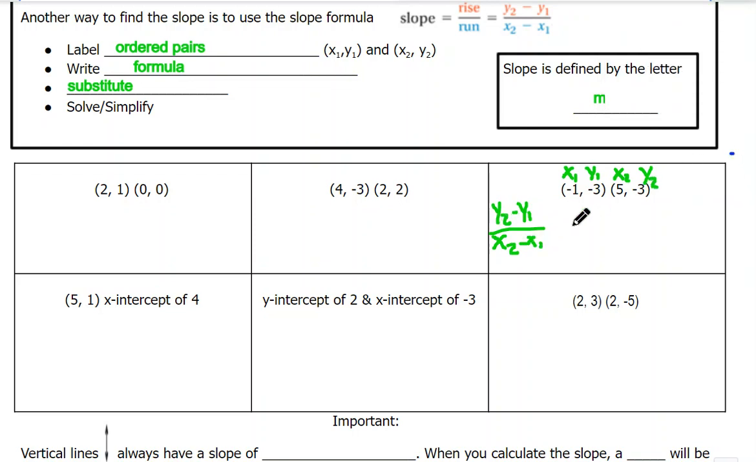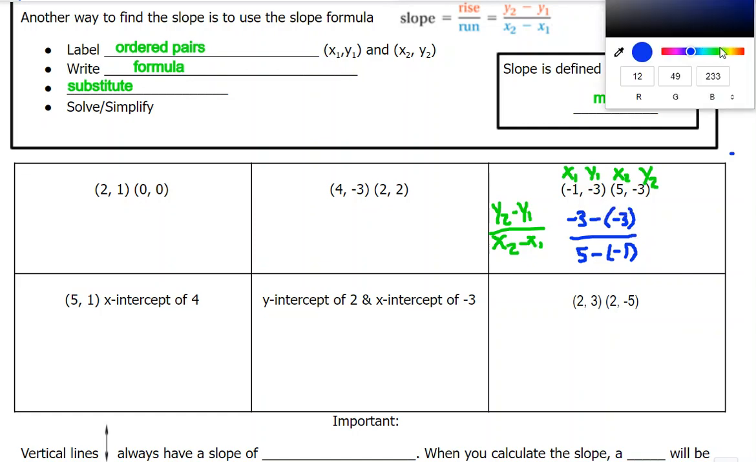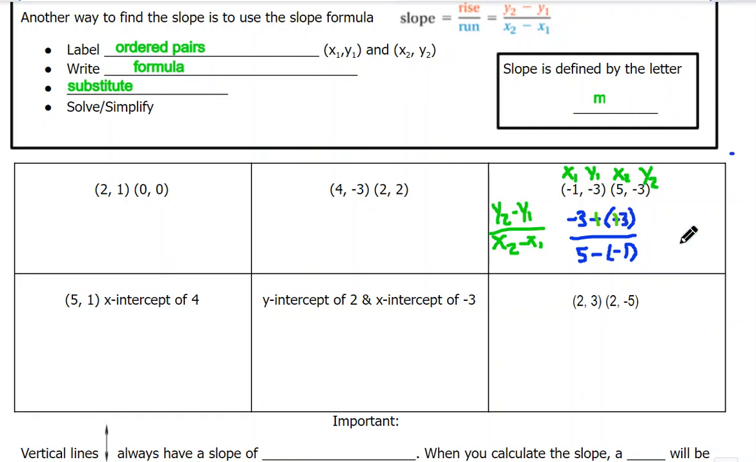So y2 we said was -3, so it'd be -3 minus y1. y1 was also -3. So -3 minus -3 over x2, which we said was 5, minus x1, which we said was -1. All right, -3 minus -3. Two negatives make a positive, right? So this is really -3 plus 3, which gives me 0. 5 minus -1, two negatives make a positive, 5 plus 1 is 6. So this is 0 over 6, which equals 0. So our slope for those two points is 0.